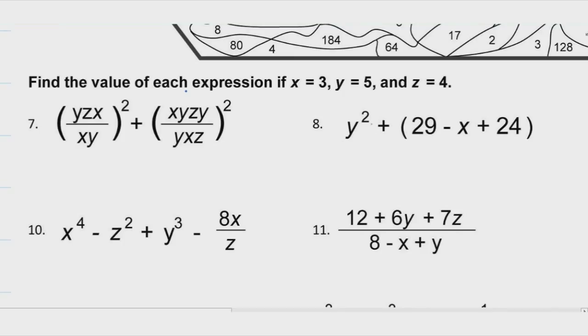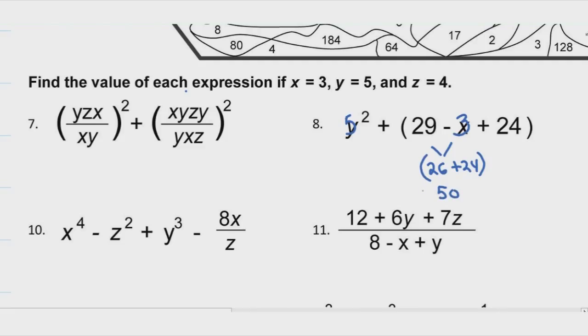So how'd you do? Hope it went okay. Let's check out problem 8. Problem 8, you have y equals 5, so I'm just going to put a 5 right there. And you have x equals 3. I'm going to put a 3 right there. Well, we have to do parentheses first. 29 minus 3 is 26 plus 24, and that will give us 50.